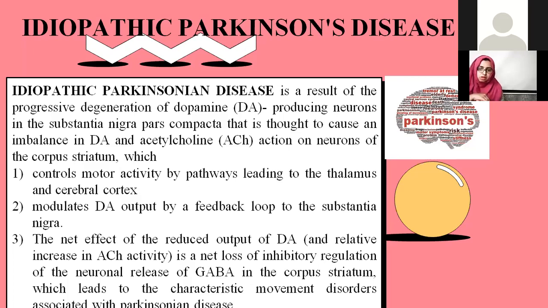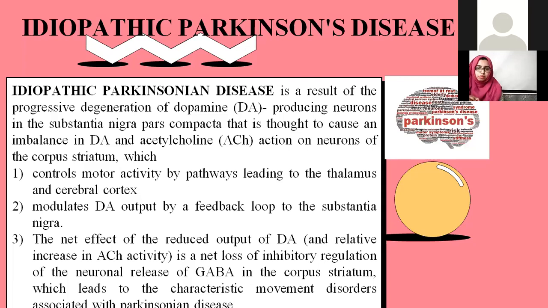Dopaminergic output is decreased and acetylcholine activity is increased, right? As a result, there is a net loss of inhibitory regulation of the neuronal release of GABA. You know that GABA is always responsible for inhibition. So if the inhibitory regulation of GABA is also lost, it will lead to the characteristic movement disorders of Parkinson disease.